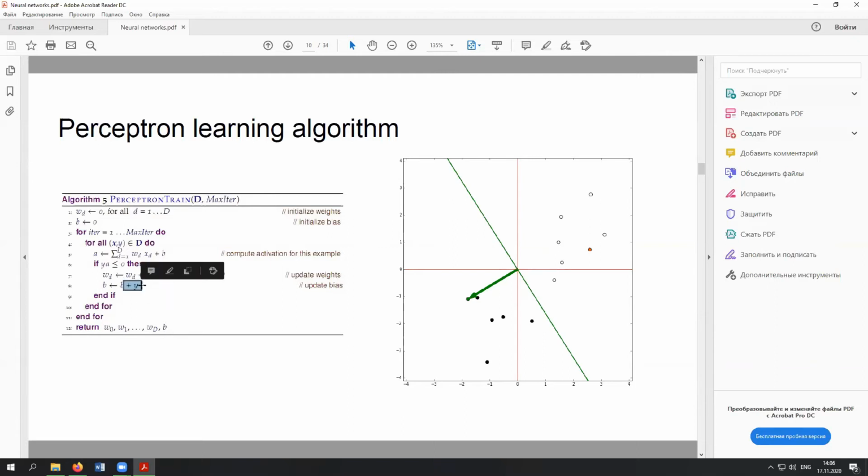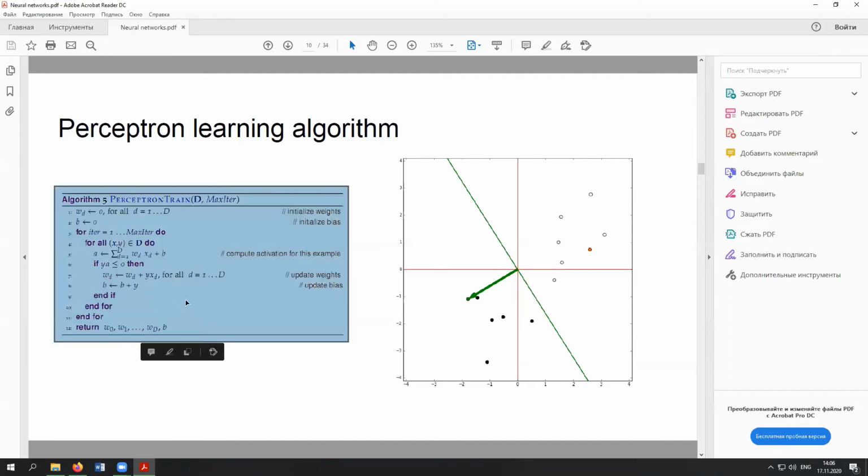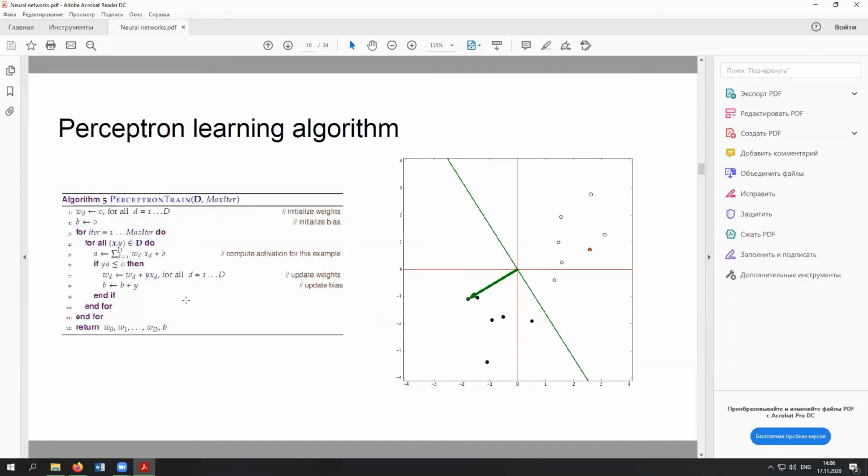We have to add the answer, which might be either 1 or -1, multiplied by the incoming input. And that's it. We just iteratively update the weights by adding some preset constant. Let's see if this works. I won't prove to you that this algorithm works, but I will demonstrate it.